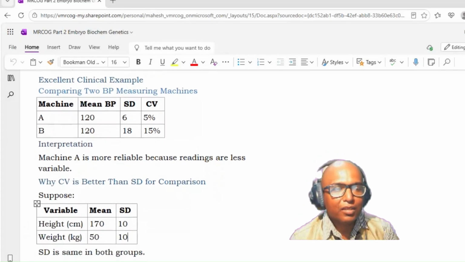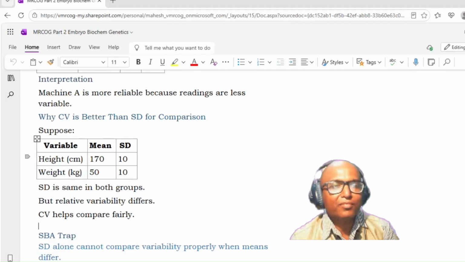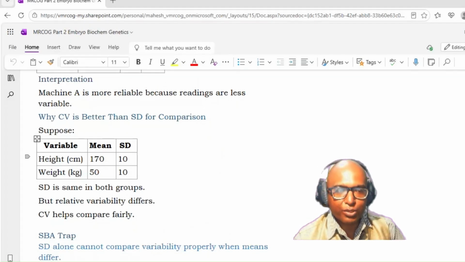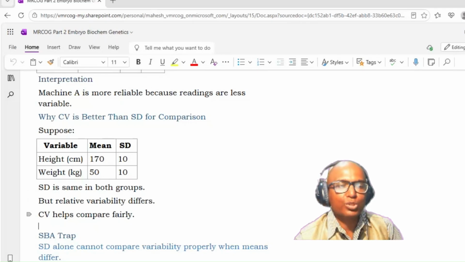Now suppose you have got two variables with different units. We have got height in centimeter and weight in kg. Now in this data set, mean is 170 and standard deviation is 10. In this data set, you have got a mean of 50 and standard deviation of 10. Here both have the same standard deviation, but the mean is different. So SD is same in both groups, but relative variability differs. So what will help us to know about this sample is the coefficient of variation.